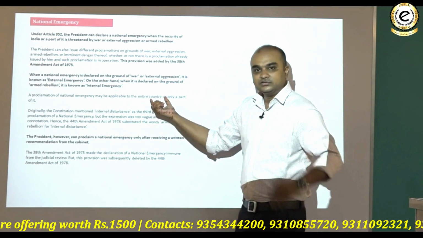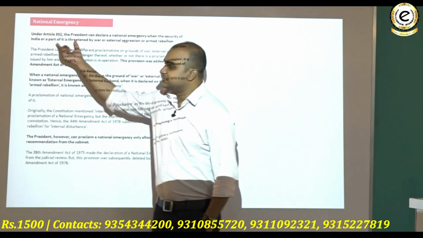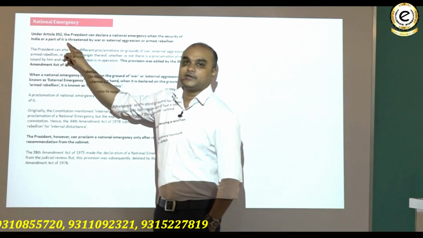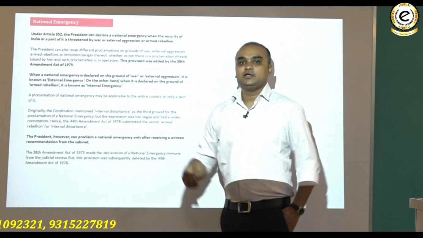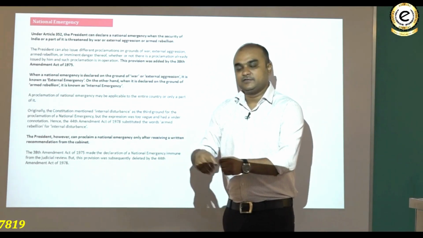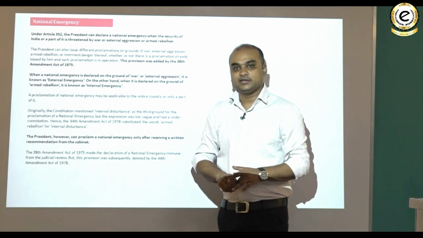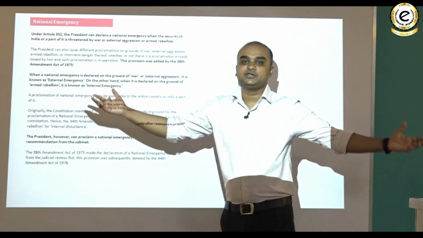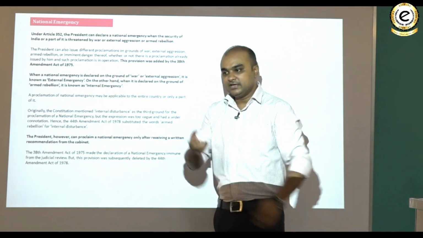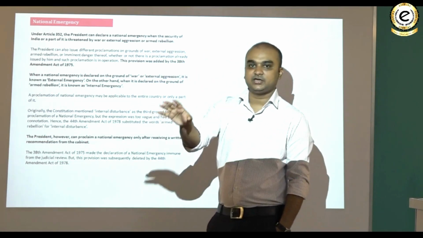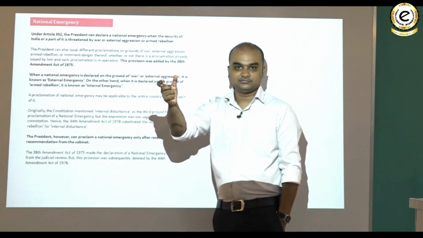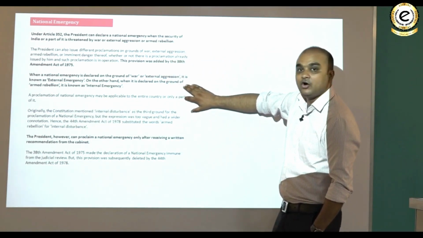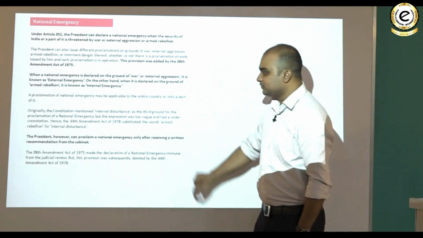Now, this is a natural corollary. If you look at the text of Article 352, it says that when the security of India or a part of it is threatened. So if only a part of India where the security situation is volatile is concerned, it would be ambiguous for the President to impose national emergency over the entire territory of India. Rather, he can bring the situation under control by imposing national emergency on the concerned area. Do you understand this? And therefore, a proclamation of national emergency may be applicable to the entire country or only a part thereof. That is what you need to keep in mind.